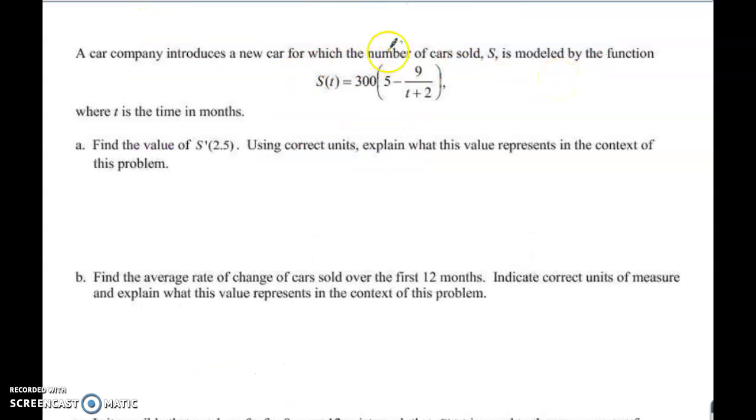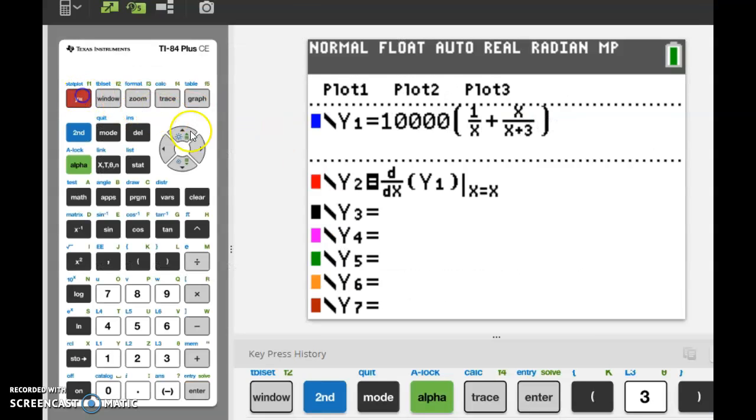A car company introduced a new car for which the number of cars sold is modeled by that equation. And maybe the first thing you do is identify that t cannot equal -2. So as we start with the first one, find the value of s prime of 2. Just go to your calculator. You probably have to do it anyway for a decimal. I doubt anybody would expect you to know that off the top of your head.